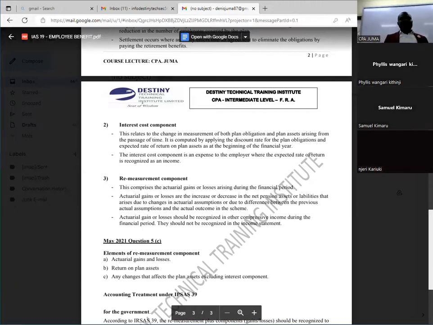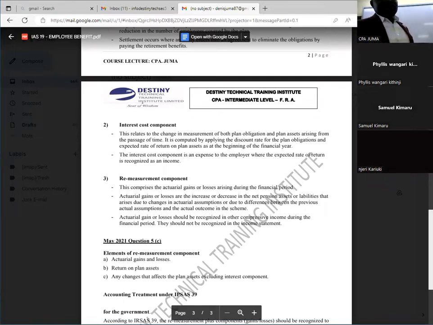So for the remeasurement component, you need to check the scheme. What was the plan? What was the projected value vis-a-vis the actual outcome? So you find that the actual outcome may be lower or higher than what was anticipated. If it is higher, we recognize in the books what is called actuarial gain. If it falls below the anticipated value, then we talk of actuarial loss. So actuarial losses or gains are the increase or decrease in the pension assets or liabilities that arise due to changes in actuarial assumptions, or due to differences between the previous actuarial assumptions and the actual outcomes in the scheme.